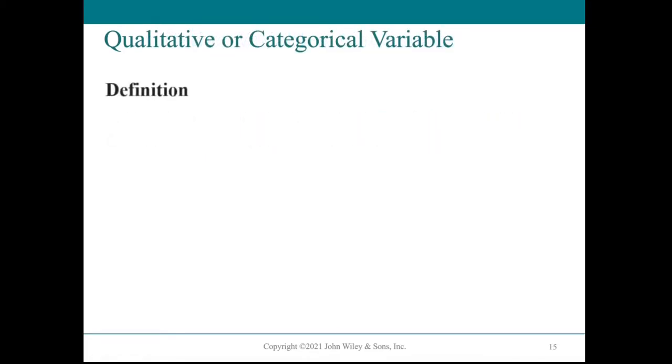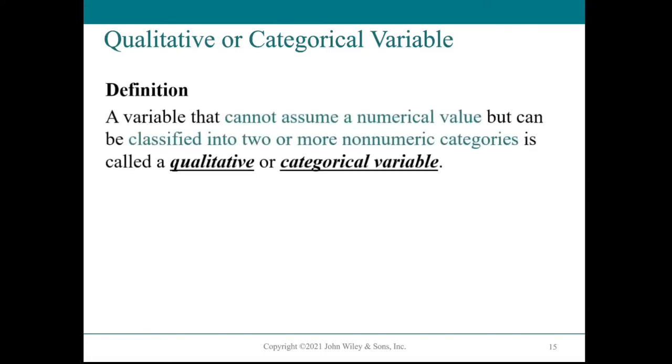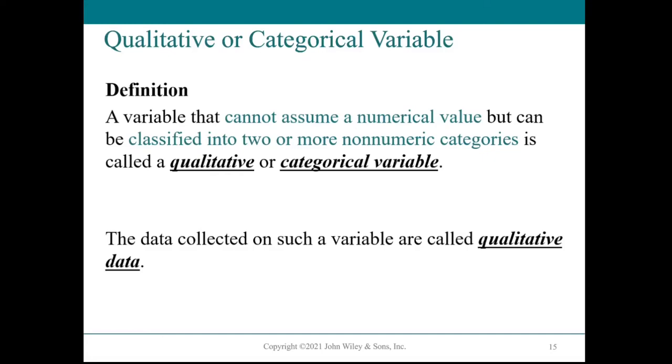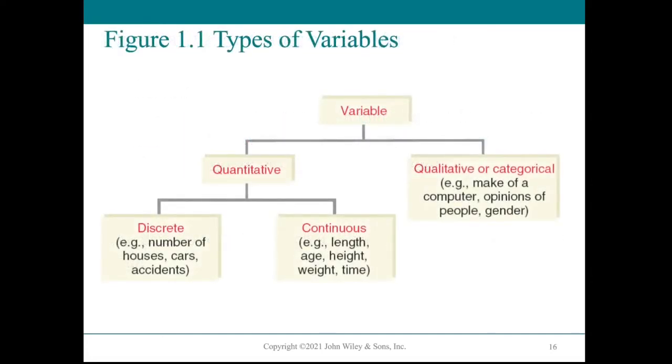For the qualitative or categorical variables, they are variables that cannot assume a numerical value but can be classified into two or more non-numeric categories. Data collected on such variables are of course called qualitative data. Here is a simple diagram of the different types of variables. For a qualitative variable, examples are the make of a computer, the model type, opinions of people such as good, bad, not so bad, and gender, male or female, and something in between. For the quantitative variable, it can be discrete or continuous.